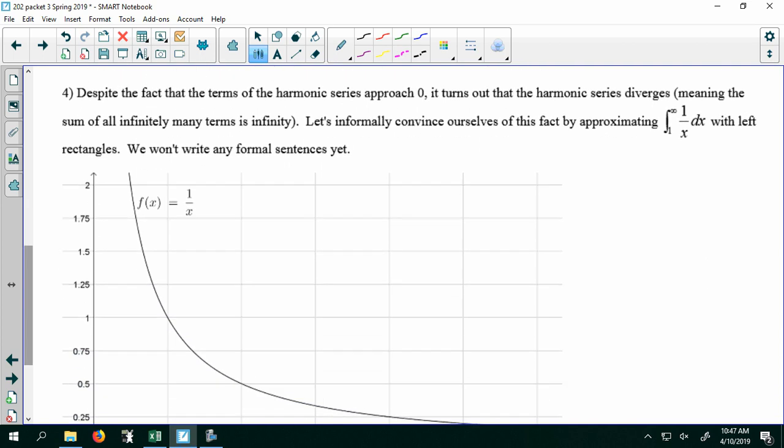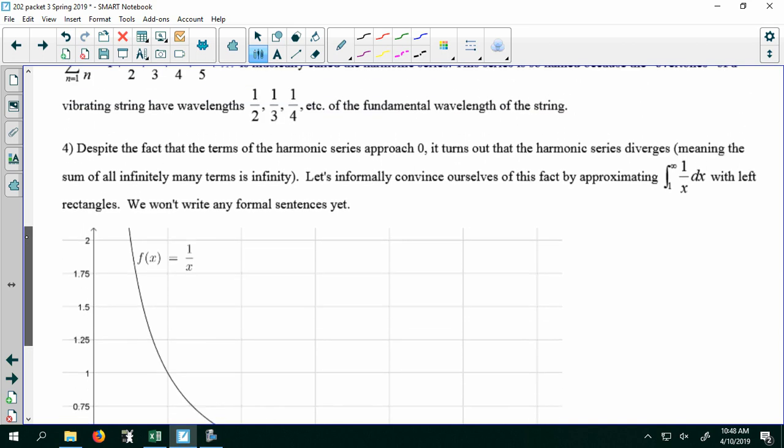All right, so despite the fact that the terms of the harmonic series approach 0, we can't rule out convergence, but we can't conclude either way. Okay? So it turns out that the harmonic series diverges. It means that when you add up all the terms, you get infinity. So we're going to informally convince ourselves of that by approximating the integral from 1 to infinity of 1 over x dx with left rectangles.